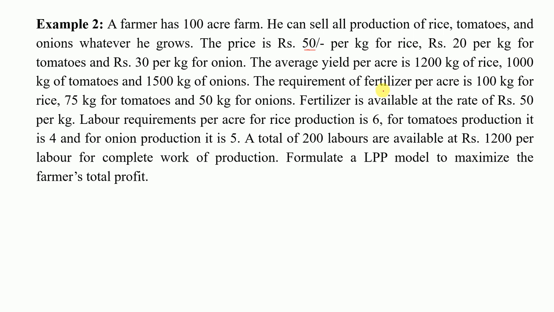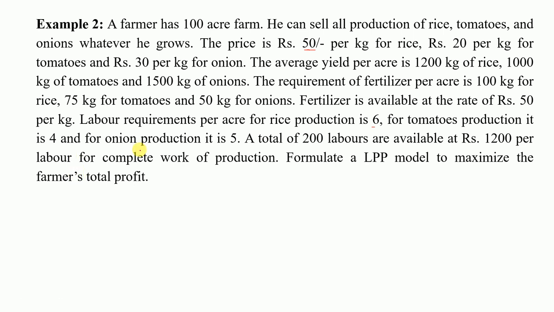Now the requirement of fertilizer per acre is 100 kg for rice, 75 kg for tomatoes, and 50 kg for onions. Fertilizer is available at the rate of rupees 50 per kg, and the labor requirements per acre for rice production is 6, for tomatoes it is 4, and onion it is 5. A total of 200 labors are available at rate 1200 per labor for the complete work of production. Now we have to formulate a linear programming model to maximize the farmer's total profit.